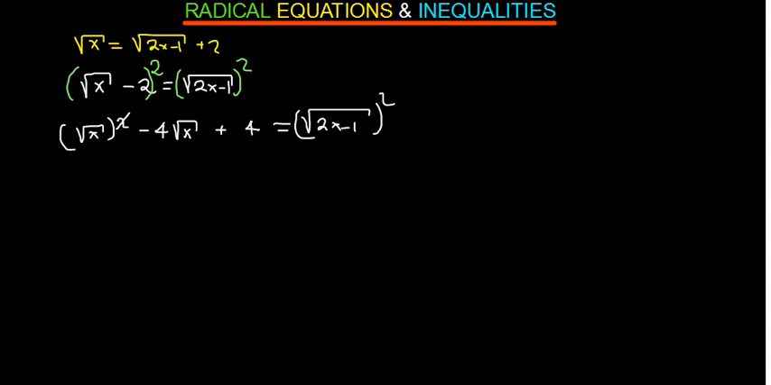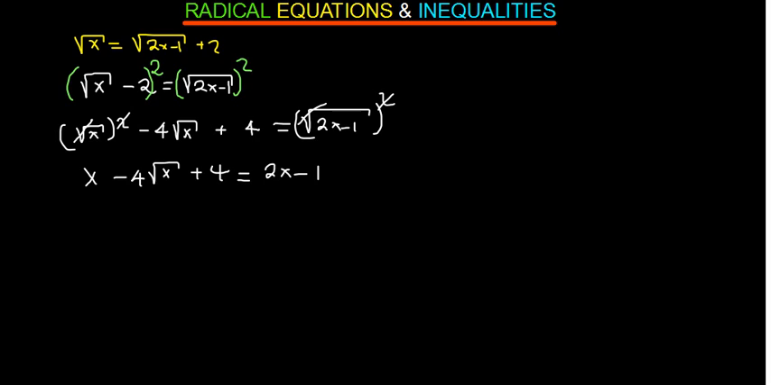So this square and this root, they are going to cancel. So I'm just going to remain with x, then minus 4 square root of x plus 4. And that is going to be equal to, this root and the square also cancel, we are going to have 2x minus 1. So now at this point, anything that doesn't have a root, I'm going to take to one side.